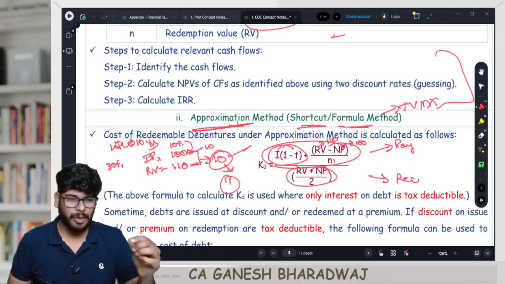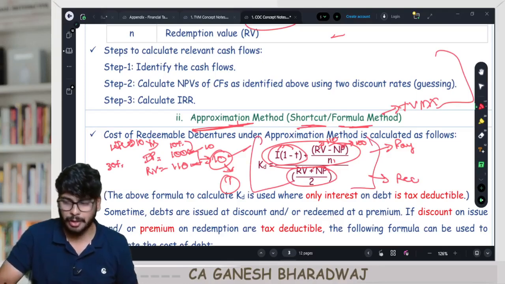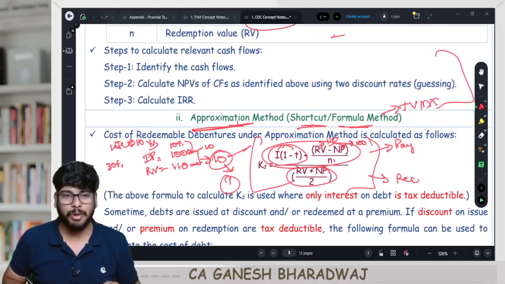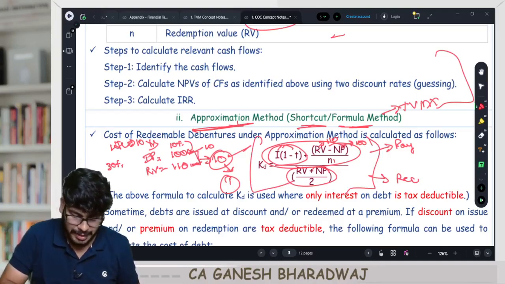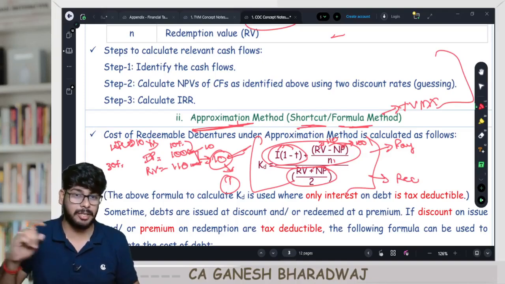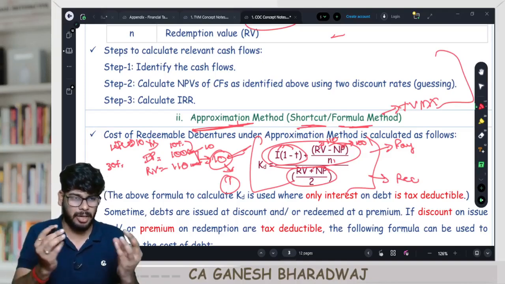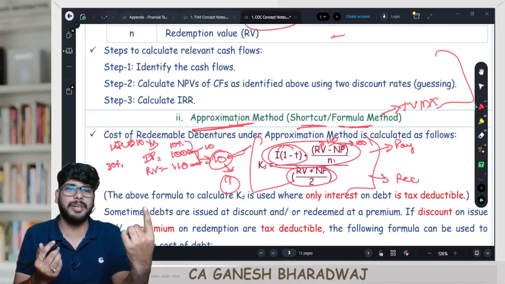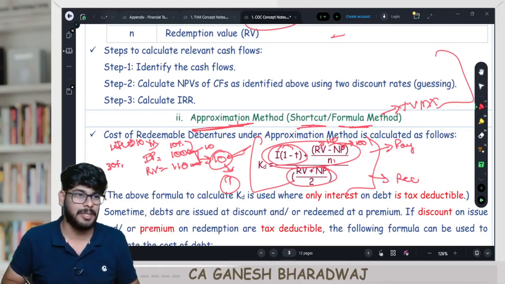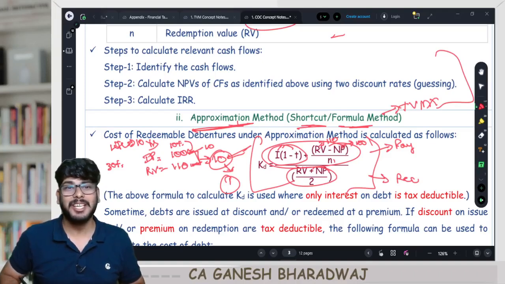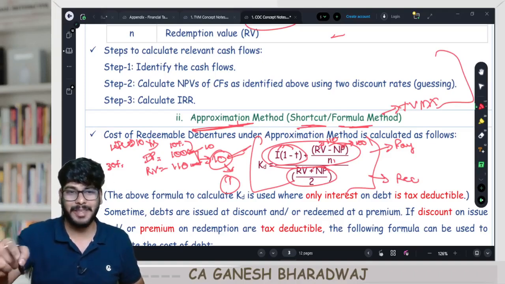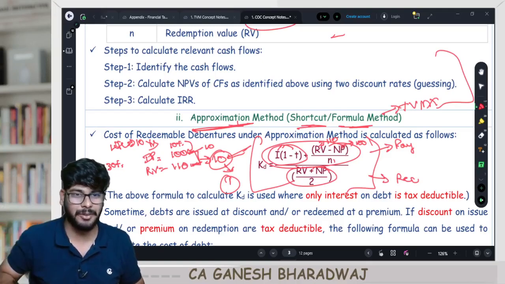Now, one more incremental thing. This is the formula we'll be using regularly, guys. Now there is one argument. Some people say, look, this RV minus NP is there, no? 10 rupees amortized cost that you are saying divided by 10 and all. So representatively every year you are saying 1 rupee. That is also a cost, no? Then that should also be eligible for a tax deduction. If that is also a cost for you, that should also be eligible for your tax benefit, no?